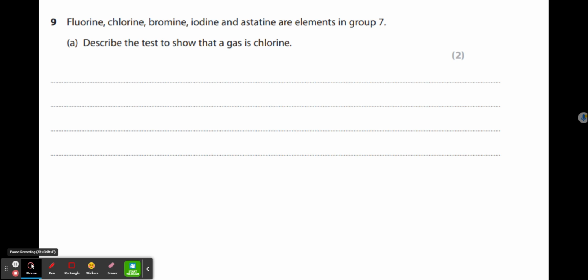So the question starts off by talking about fluorine, chlorine, bromine, iodine, and astatine being parts of group 7, and asks us a simple recall question. Describe the test to show that a gas is chlorine. Okay, so let's look at the mark scheme for this and what we're actually looking for here.